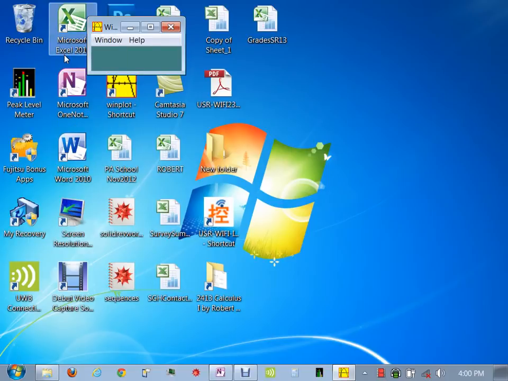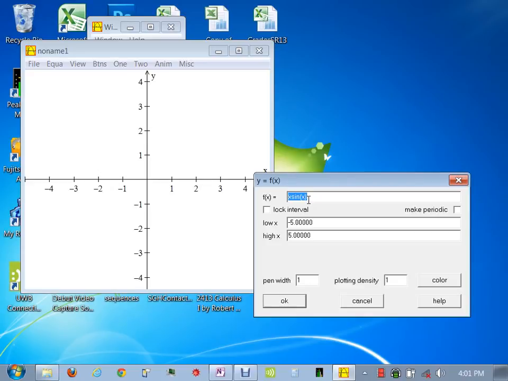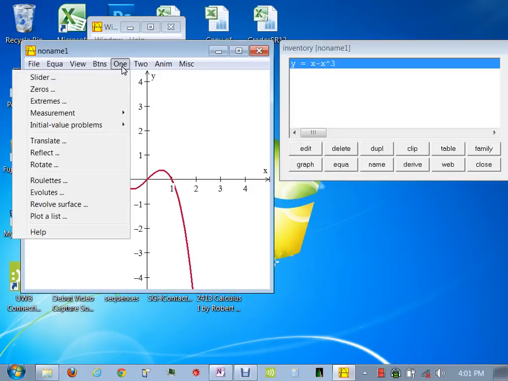So WinPlot, I want a two-dimensional plot. I want to plot the equation, what was it? X minus X cubed, right? So X minus X cubed. And I want it to be somewhat thick so I can see it. Okay, there's the graph.